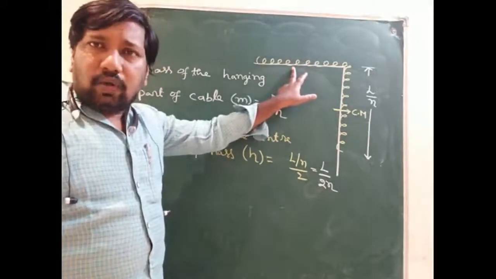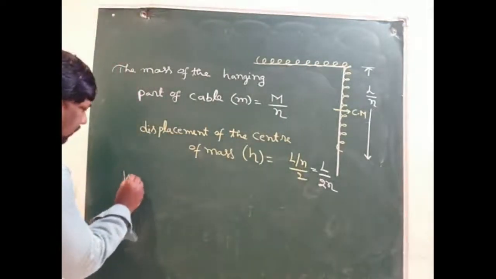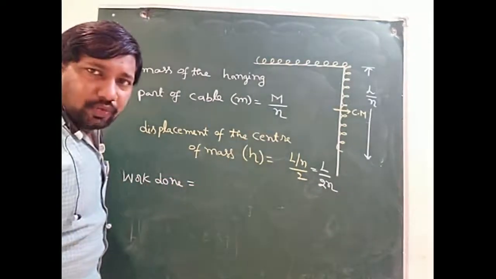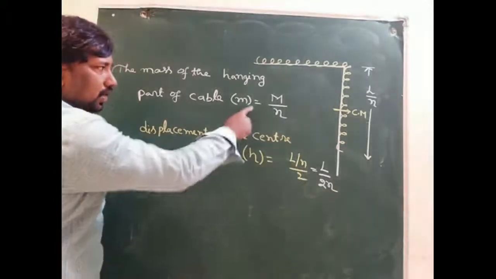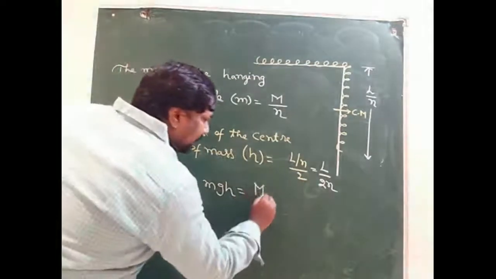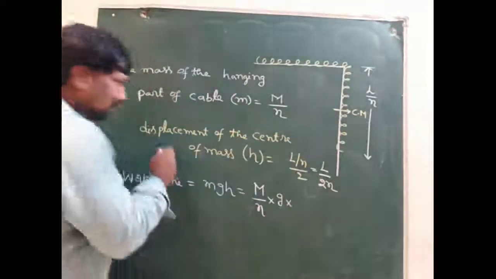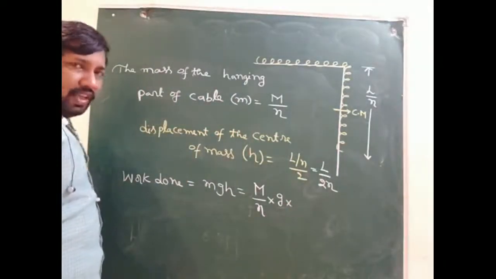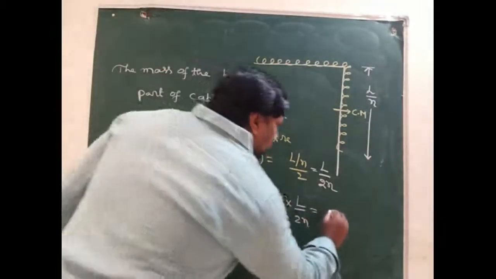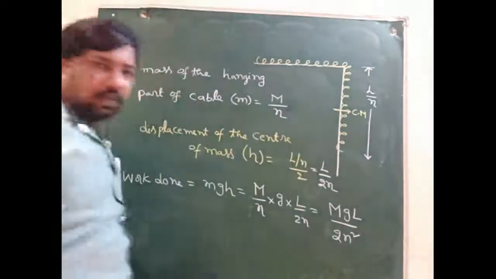Now the hanging part is pulled upward to lift it onto the horizontal surface. Then the work done is the potential energy. So the equation of the potential energy is mgh. Here small m means capital M by n, into g, into h, the displacement of the center of mass of the hanging part of the cable, that is L by 2n. So therefore MgL by 2n square. This is the answer.